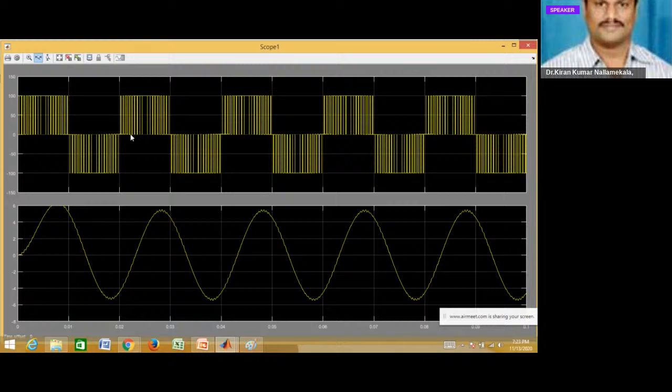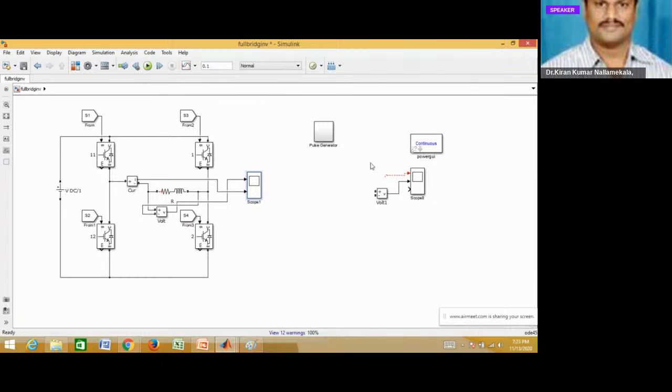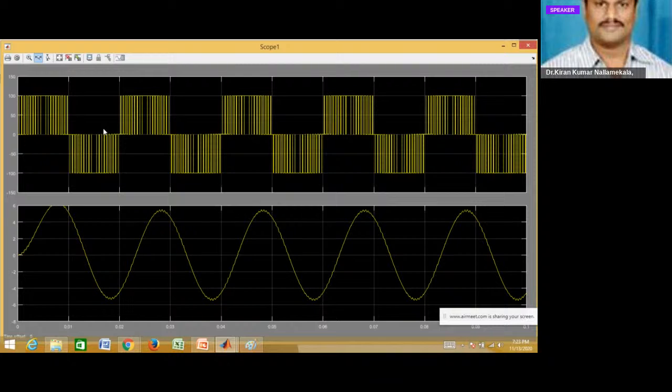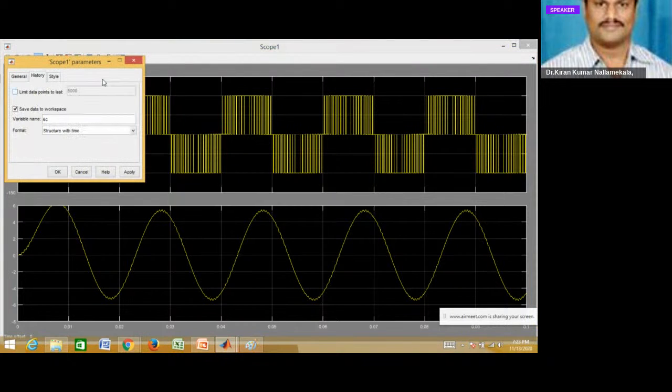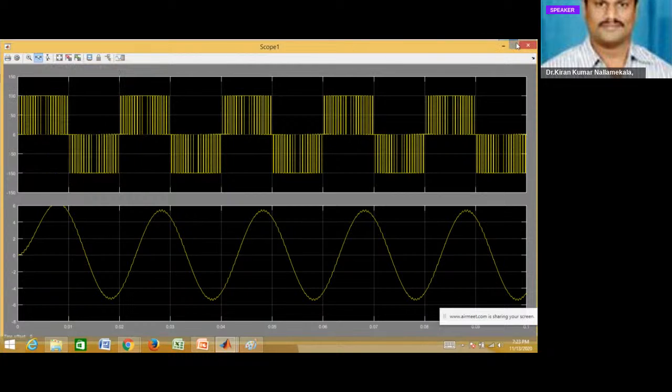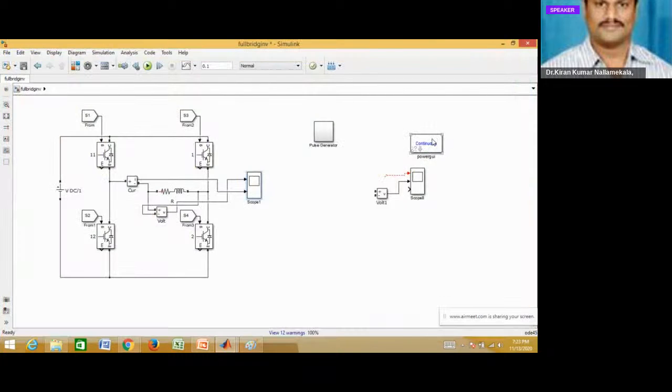It is also varying from 100 to 0, 0 to 100 and 0 to minus 100, and the same current is taken, but we will see the analysis here. This is scope SC only. Yes, the scope name is SC only. We will see the FFT and find out where the harmonics are present.